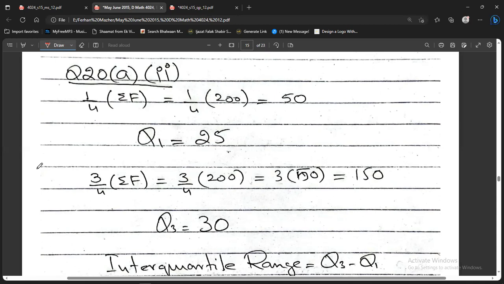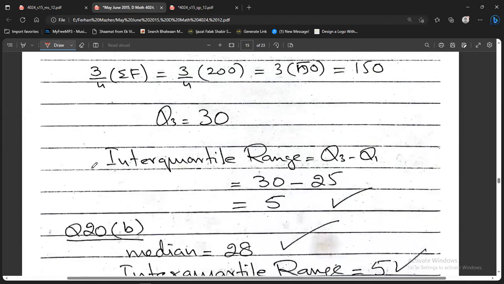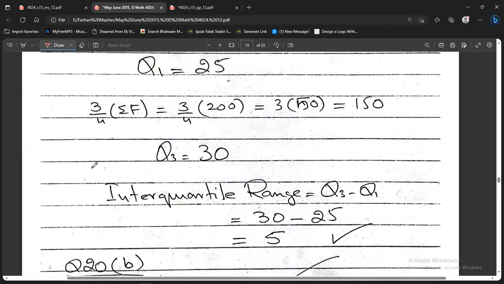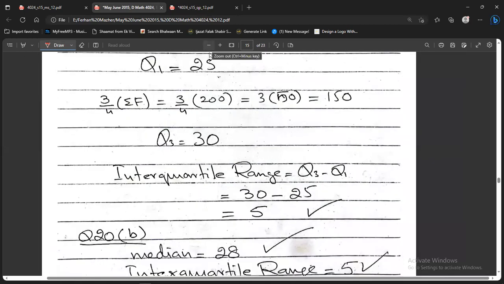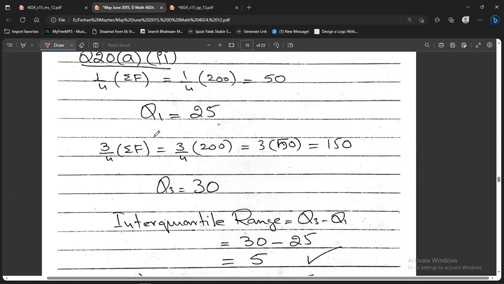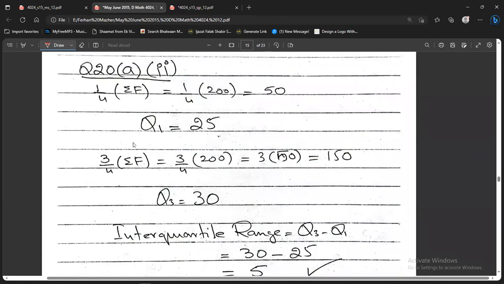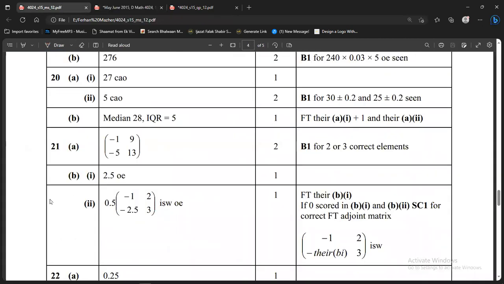So the interquartile range will be Q3 minus Q1. So that will be 30 minus 25, and that will be 5. So the interquartile range is 5. And the whole solution is showing up on your screen. Question number 20, second part, that's 5. That's the right answer, sir.